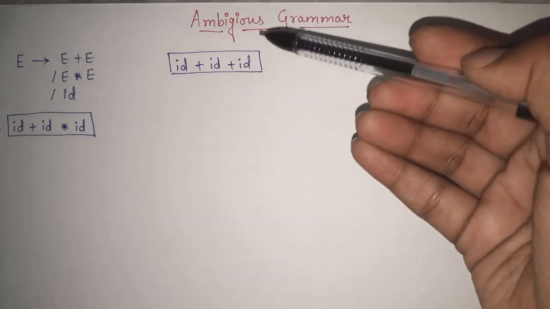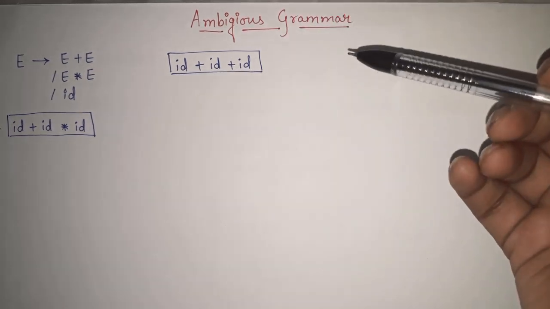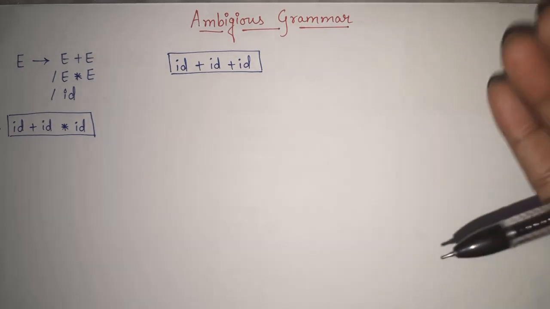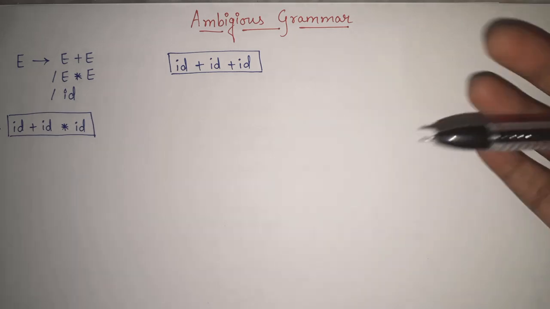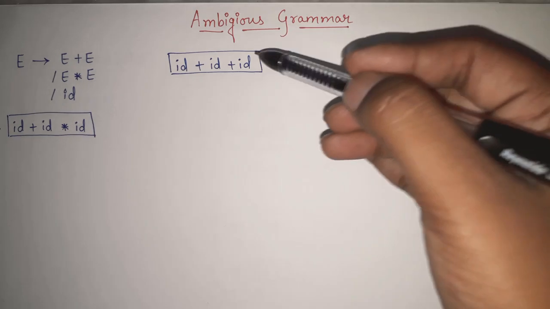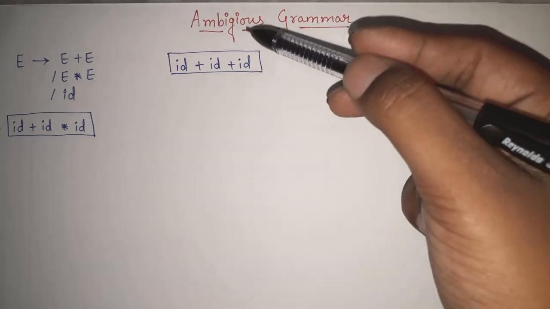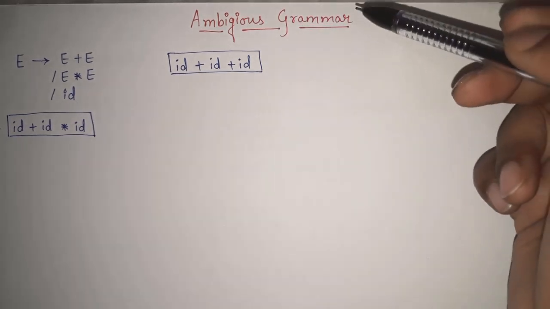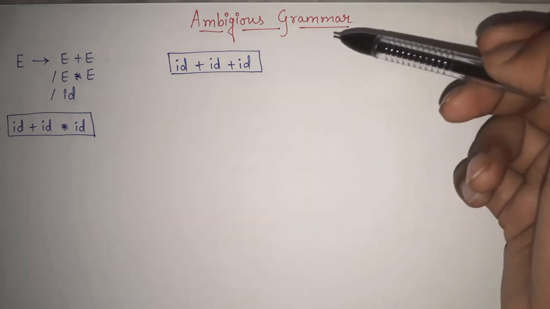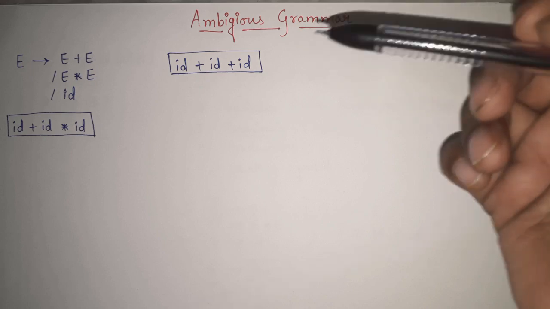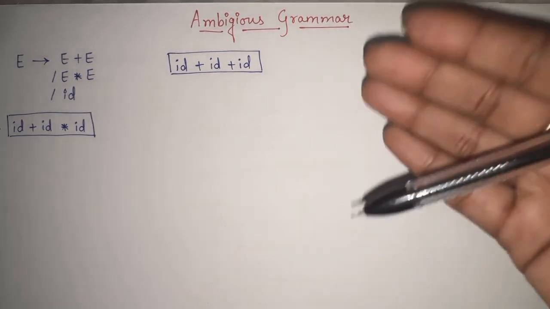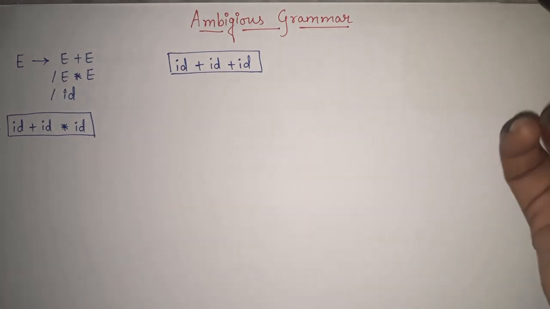It is very important to know about ambiguous grammar because further we will study different types of parsers. At that time we will see that most of the parsers are not able to parse ambiguous grammars. So if we have an ambiguous grammar, we must first try to convert it into unambiguous, and only then can we parse it easily through the parsers.